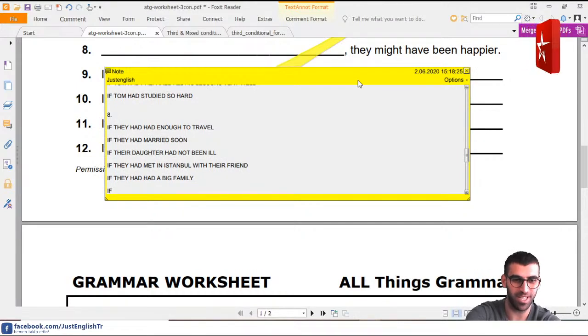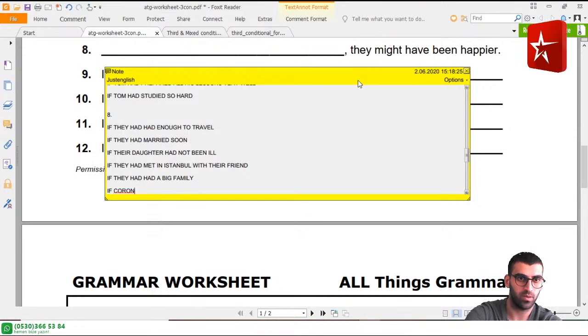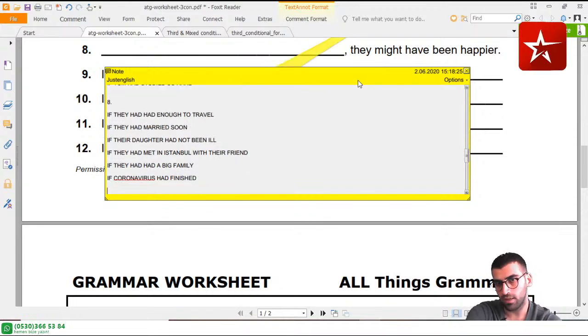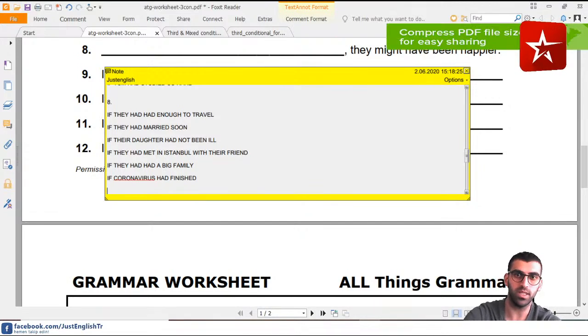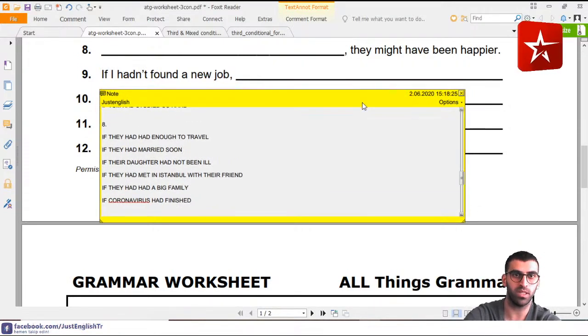Yes, Gül Safa. If coronavirus had finished, everybody would have been happier. Yes, we might have been happier. All right, let's continue with number 9.